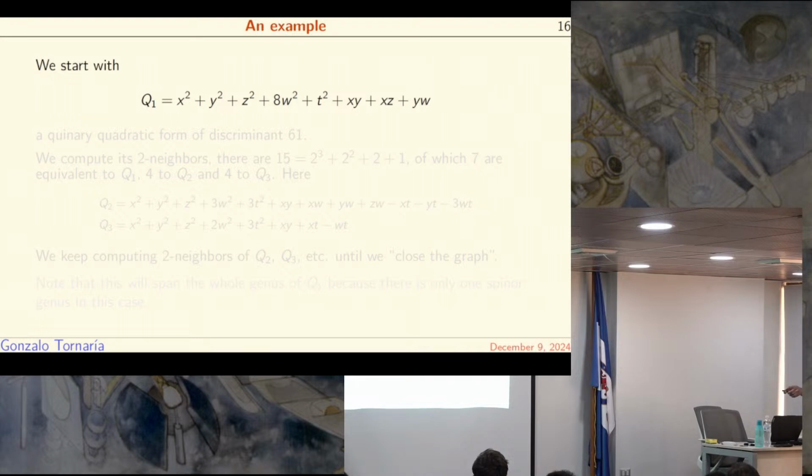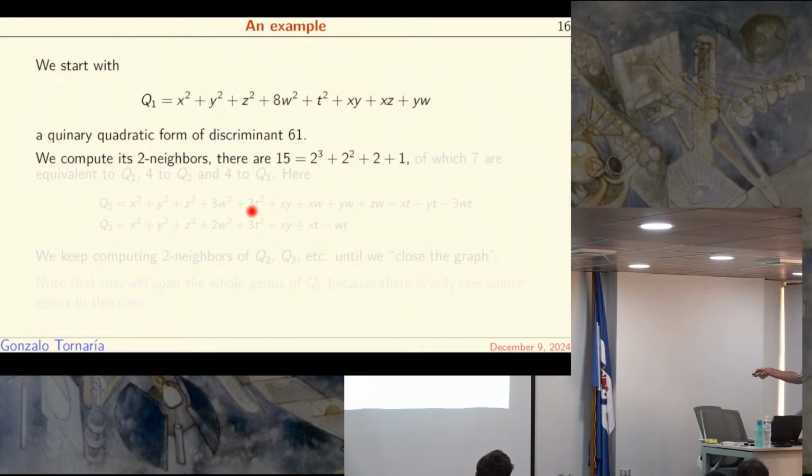So here's the example. We start with this quadratic form. It's an explicit quadratic form in 5 variables, x, y, z, w, and t. It has discriminant 61, actually half discriminant 61. The determinant of the matrix is 2 times 61 or something like that. But we computed 2-neighbors. I said the neighbors are finitely many. For dimension 5, the number of neighbors should be p to the 3 plus p to the 2 plus p plus 1, at least when p does not divide the discriminant. So there are 15 here.